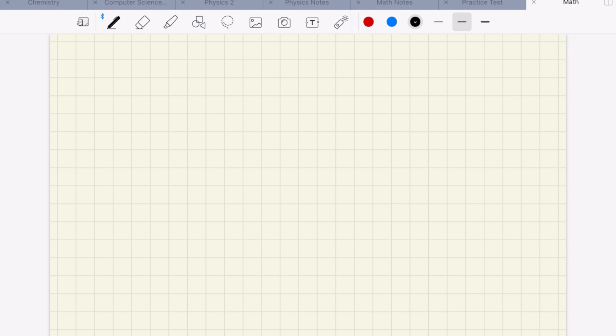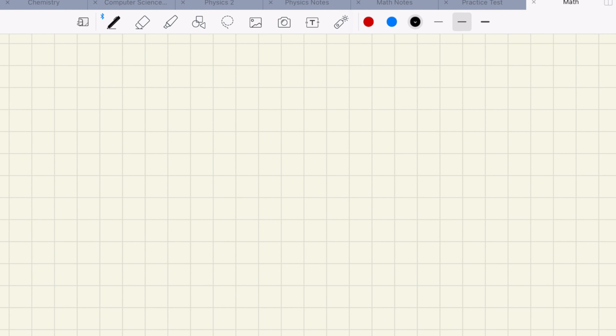Let's try one more problem. That's rather a big number. So what is the cube root of 1728? And you can try to do this on your own, but don't worry if you can't, because these things need practice.